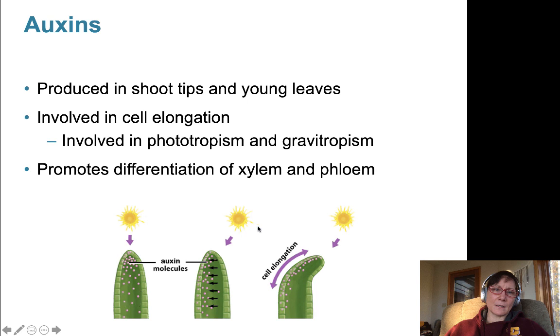When the sun moves in a certain direction, on the sunny side of that plant, auxins begin to be broken down, but they're maintained on the shady side. What happens then is that when they get into the cells on the shady side, they cause these cells to elongate. And when these cells elongate while these remain the same size, they cause the tip to bend and face towards the sun. So that's how plants are able to actually move and track the sun. So auxins can also promote differentiation of xylem and phloem cells.